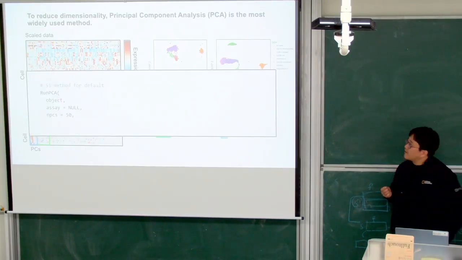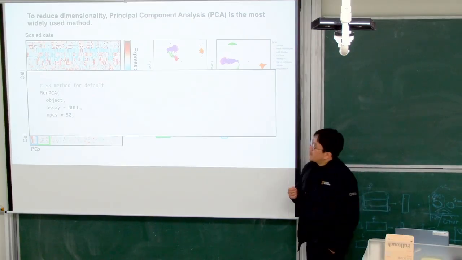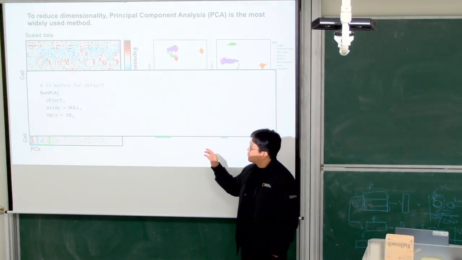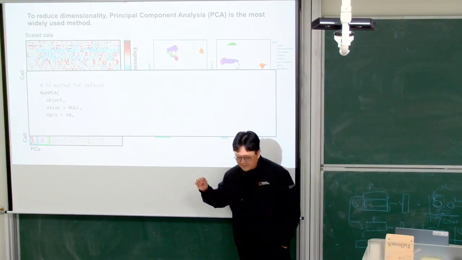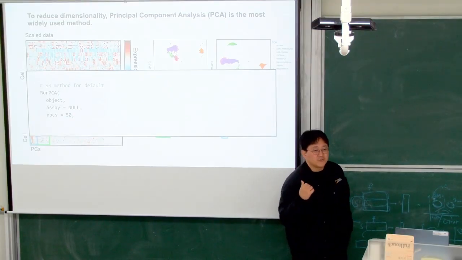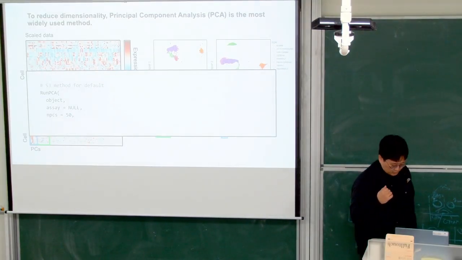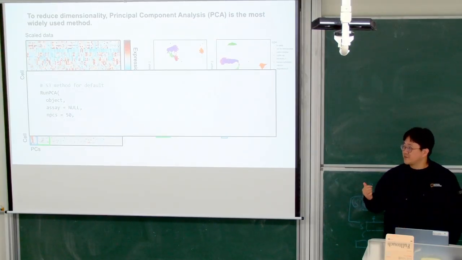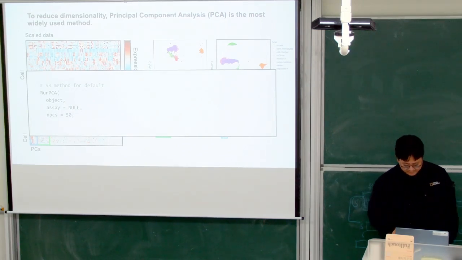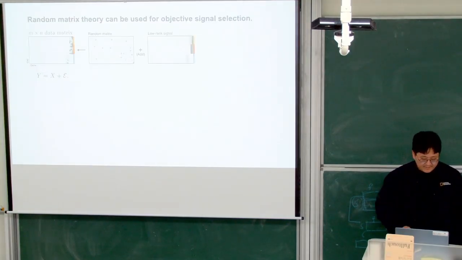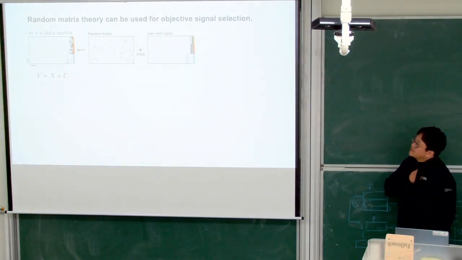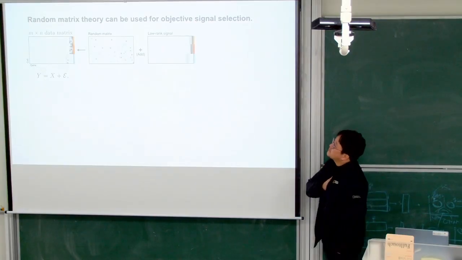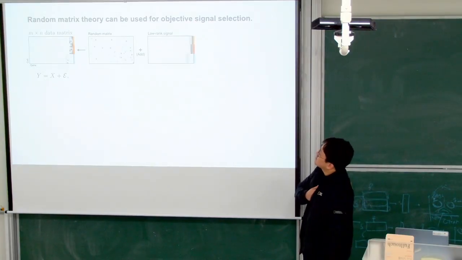many packages provide a default of 50 PCs. So this is heuristic, right? So the user has to find the optimal number of principal components by themselves. But random matrix theory can be used for objective signal selection.